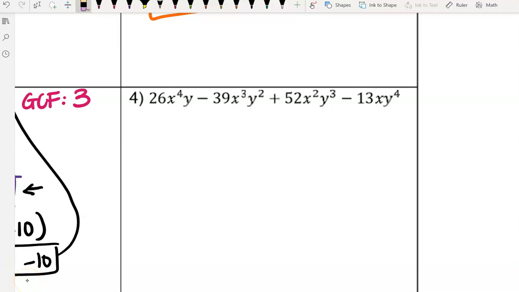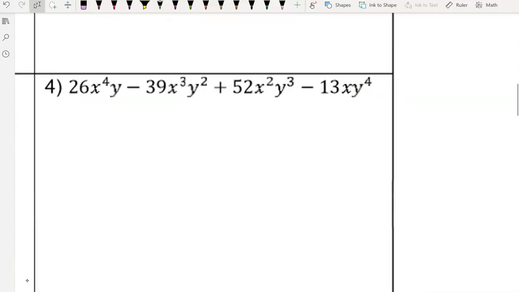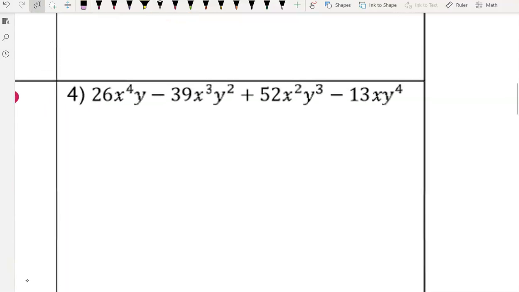Example four says 26x to the fourth y minus 39x to the third y squared plus 52x squared y to the third, and take away 13xy to the fourth. All right, so guys, we have to find the GCF first. But for us to find the GCF, if you can't see it right away, then what you want to do is break it down into prime factors, okay?